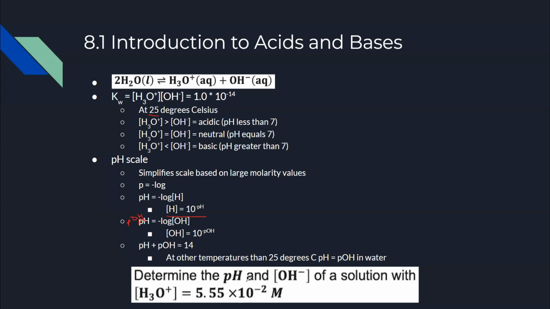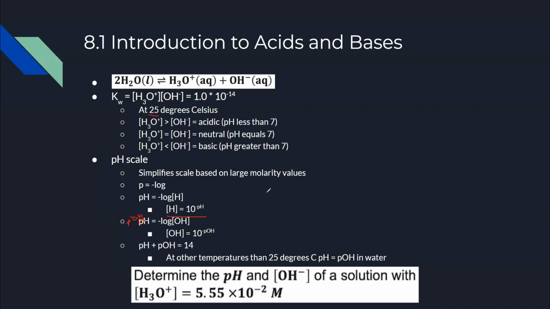So we just have a problem over here. Determine the pH and hydroxide concentration of a solution with a hydronium concentration of 5.5 times 10 to the negative 2 molarity. You can go about it two ways. You can find the hydroxide concentration by dividing 1.0 times 10 to the negative 14th by the hydronium concentration, and then find the pH. Or you could find the pH and then use pH plus pOH equals 14, and then use 10 to the negative pOH to find the hydroxide concentration. I'm going to do the latter.